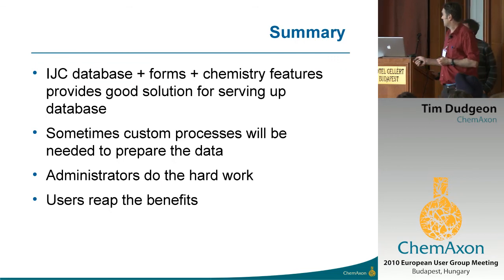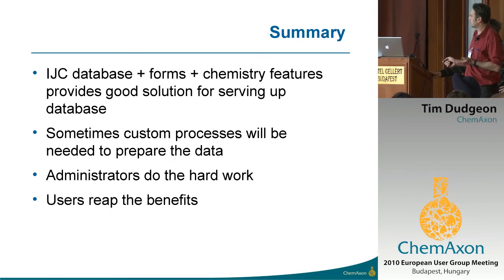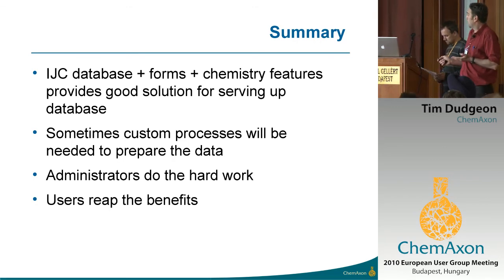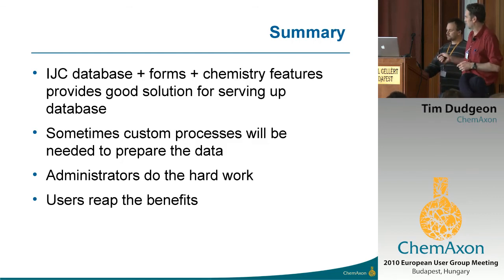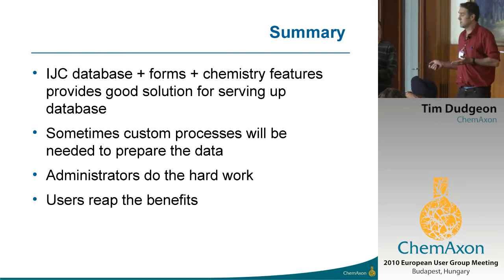Okay, so that's it. In conclusion, Instant JChem, with its database features and forms and search, is a great way for serving up data. But sometimes you may be scratching your head and say, how do I get my data into that database? Because the data isn't the right shape to go in through the front door, as it were. So if your data won't go in through the front door, put it in through the back door. Custom processes can easily be used for this. KNIME, Pipeline Pilot, whatever. There are plenty of ways you can do it.